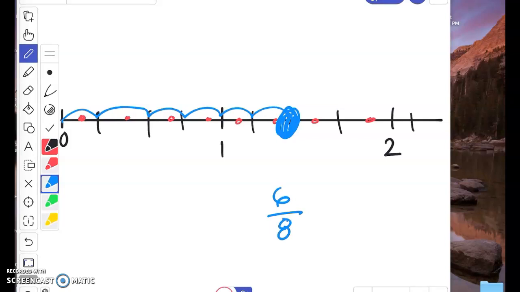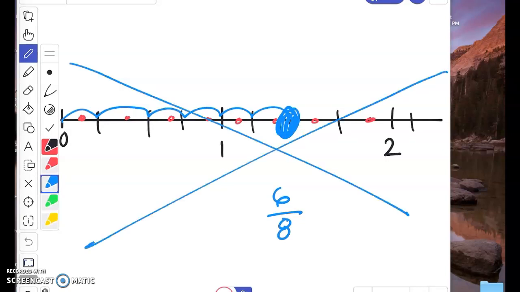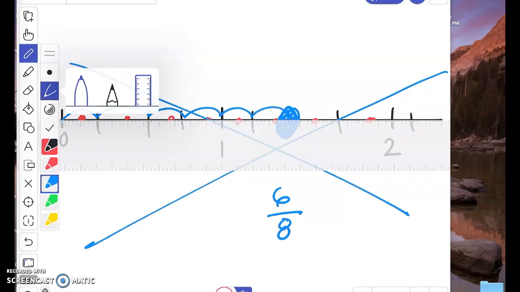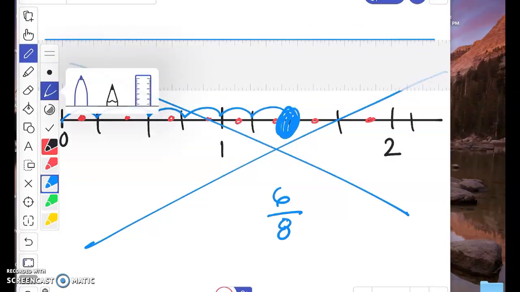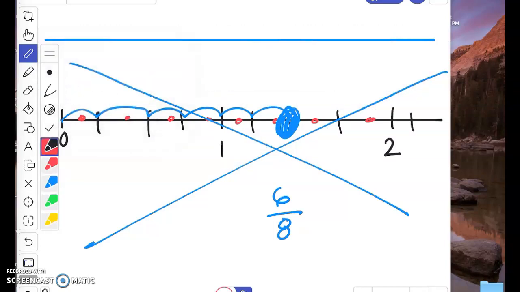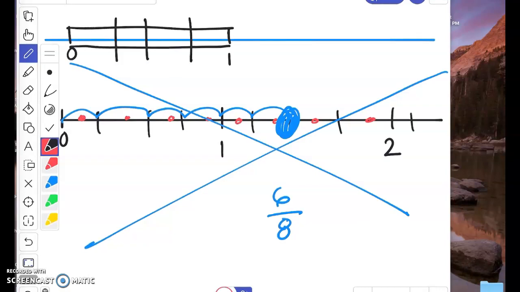That's wrong. Because remember, what we're doing is we're partitioning the space that's between the whole numbers. So if I have the whole number 0 and the whole number 1, this is one whole. That is what I am breaking into fourths. So my denominator has to be 4.